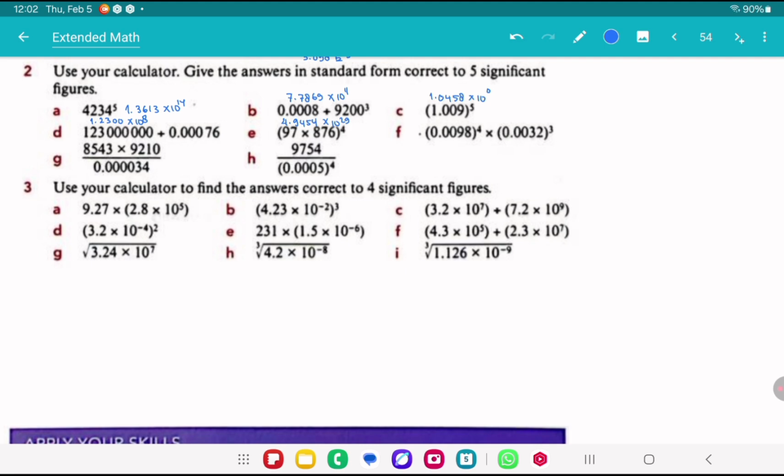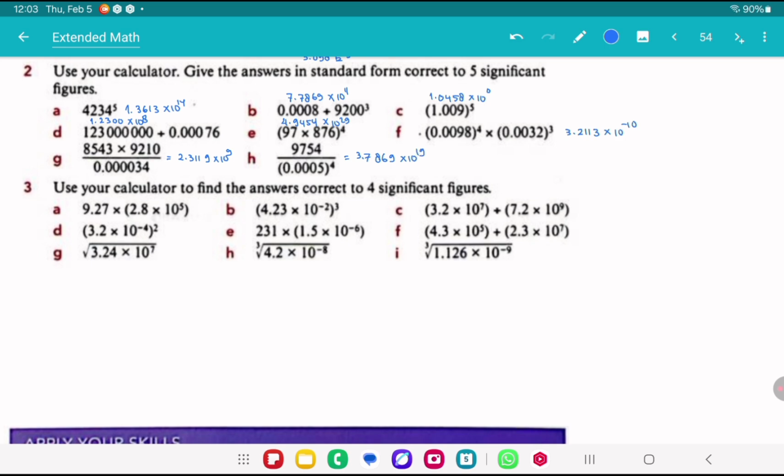For question F, 3.2113 times 10 to the power of minus 10. For question G, the answer is 2.31112345 and 10 to the power of 9. For question H, we got the answer 3.7869 multiplied by 10 to the power of 19.